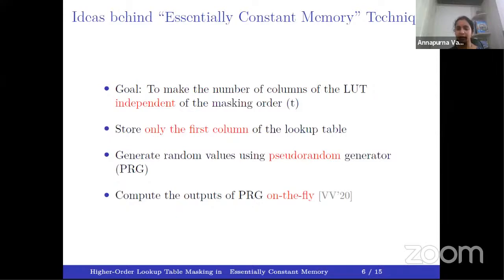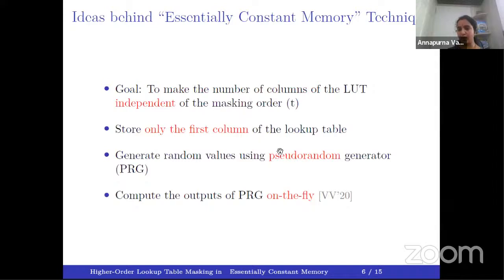So essentially the idea behind our work is that we would like to store only the first column of the lookup table, so that the remaining n-1 columns will not be stored. How can we achieve security without storing the n-1 columns? If you observe the lookup table compression scheme from Eurocrypt 14, the n-1 columns are nothing but random values. Each S box will be shifted by the secret share, and it will be protected with the remaining n-1 random masks. So the remaining n-1 columns are there to store the random masks.